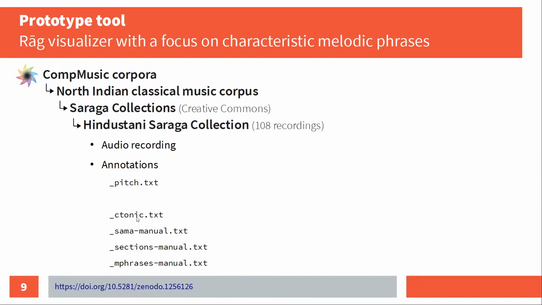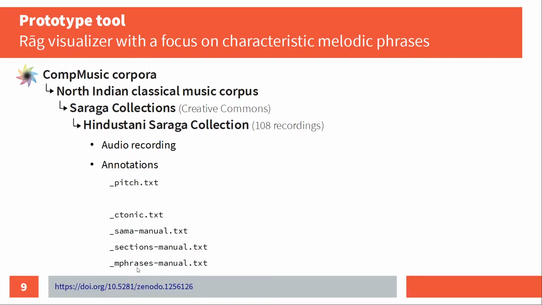For example, the tonic, which is the pitch of the sa, the position, the timestamp of all the sama appearing in the recording, the tala sections, that is the timestamp where each tala starts and ends in each recording, and here we have the melodic phrases.